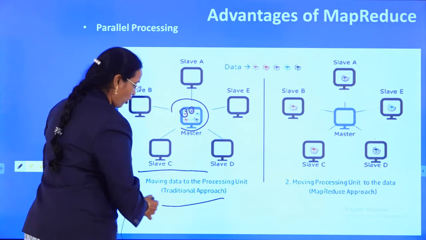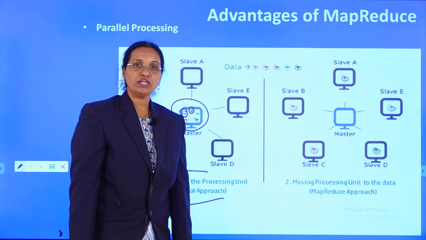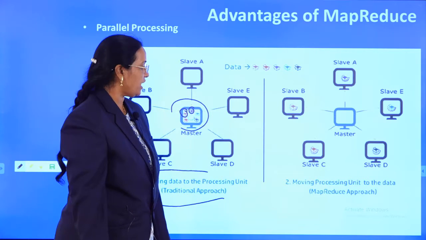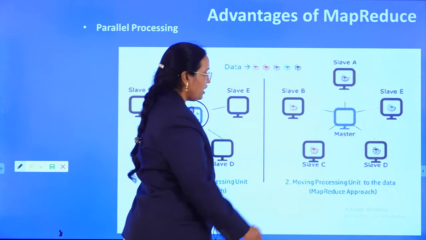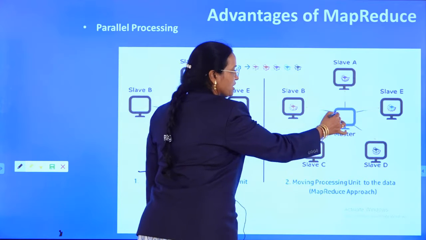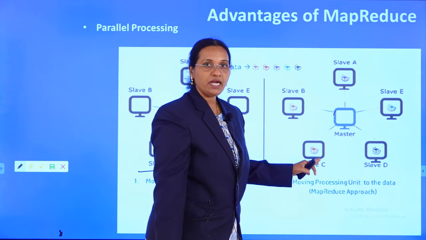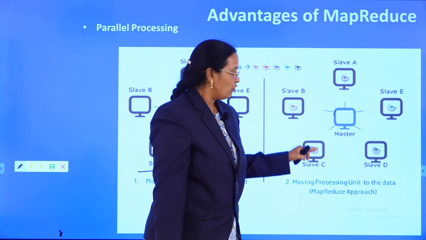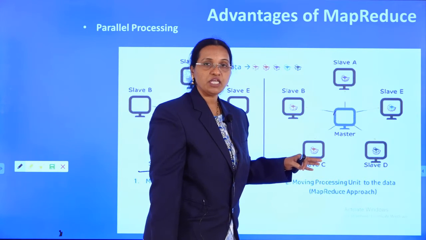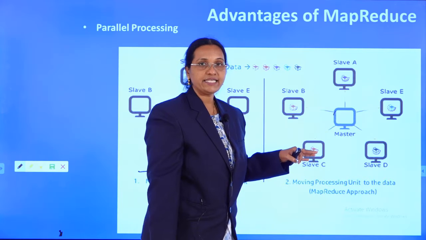This traditional approach is a lot of time consuming, and the movement of the algorithm is cheaper than the movement of the data, so it is more expensive. Whereas moving the processing unit to the data is the MapReduce approach, where the data is stored on the slave nodes. There is no data present in the master. The master only keeps the metadata of this data. Metadata is nothing but data about data: which node is storing what amount of data, what kind of data, whether the node has been given read permission or not. That kind of information is held by the master node as the name node.